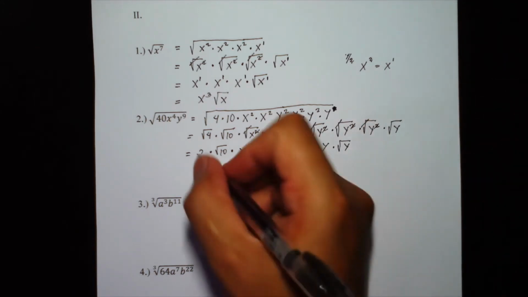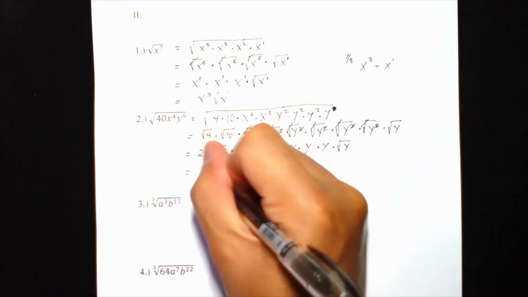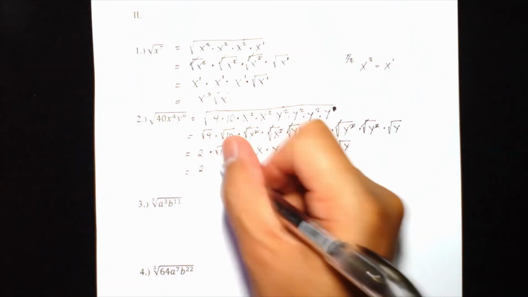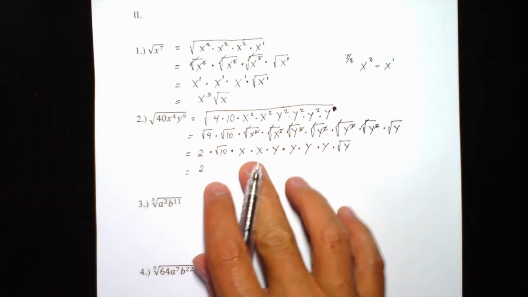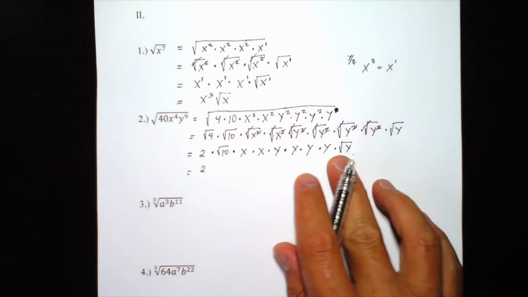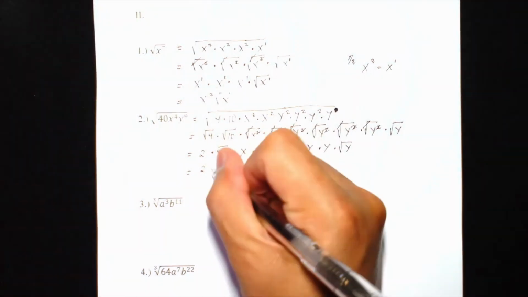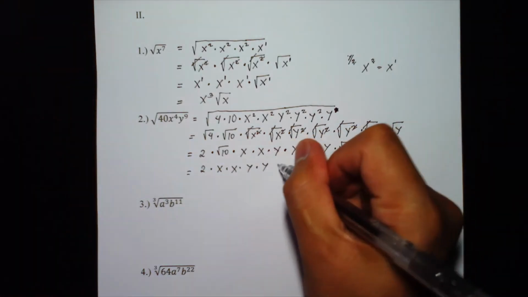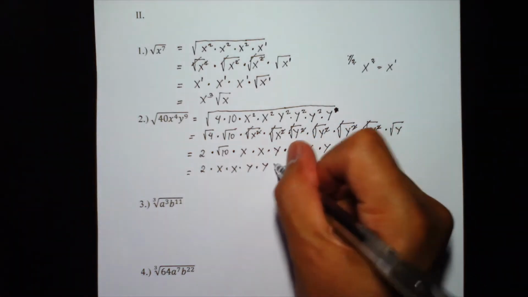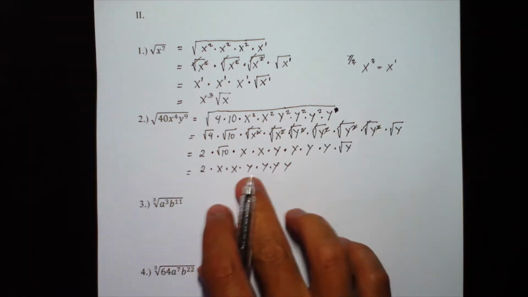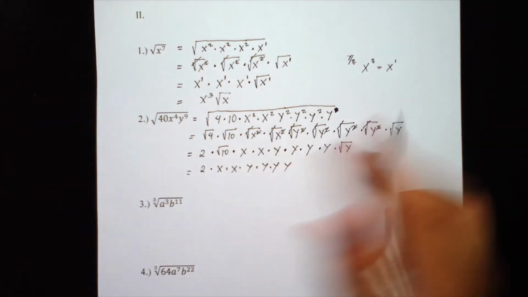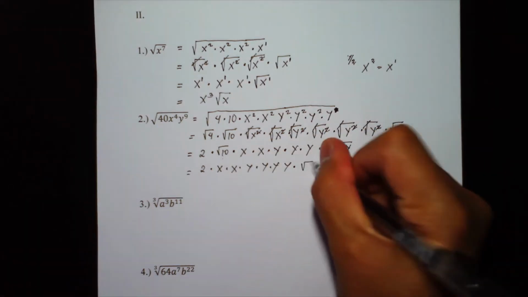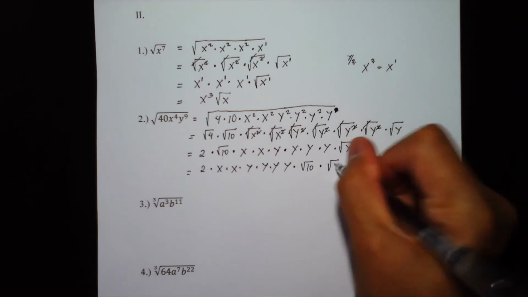Okay, so we have 2. I'm just arranging all those that have no radical sign. So we have x, x, y, y, y, y. Then followed by 10. So the square root of 10, the square root of y.